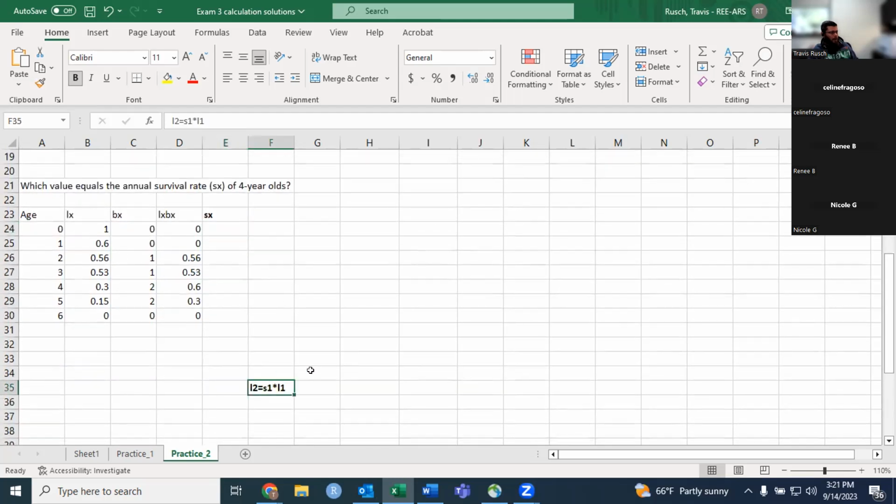Right, we go back to use the same equation. So we use L of 2 equals S1 times L1, right? And we have L2 and L1 values. So we can use these two values to calculate the S of X at 1, or age 0, right? Or S of 1.